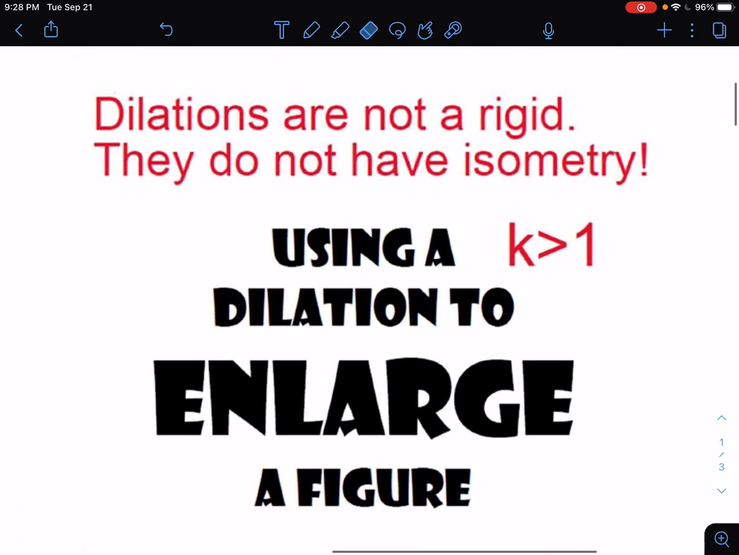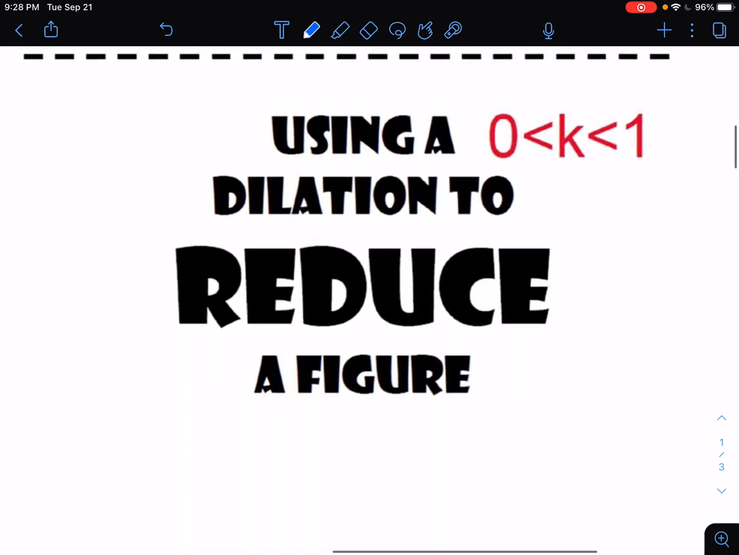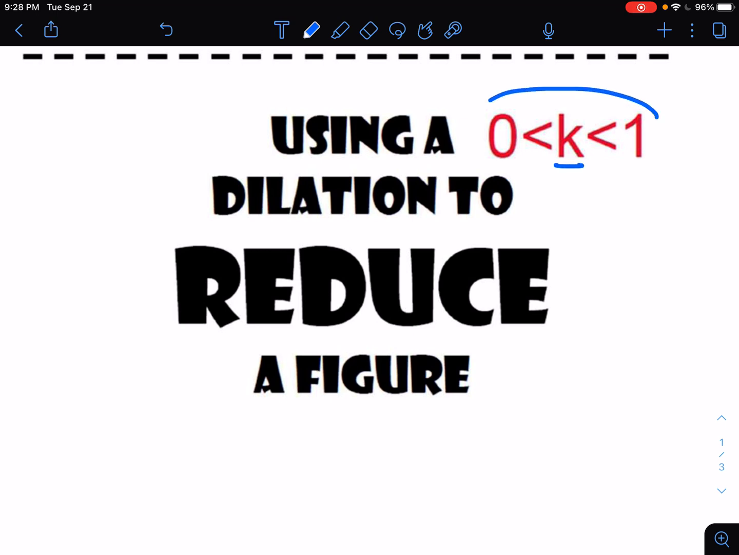If it is an enlargement, you will notice that the k value, what we're multiplying each of our values by, will be greater than 1. Anytime we enlarge it, we'll obviously multiply it by a number bigger than 1. If it's a reduction, we're going to multiply it by a number between 0 and 1. Why? Because when we multiply something by a fraction or a decimal between 0 and 1, it's going to make that number smaller, so it will reduce it.